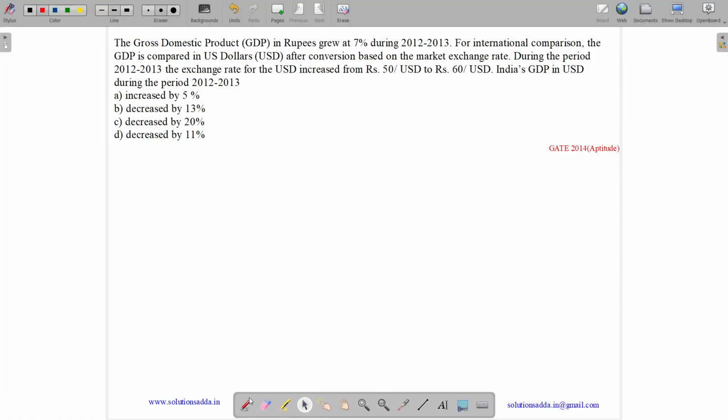This question belongs to Aptitude subject and was asked in GATE CSE 2014 SET-3. So the question states, the gross domestic product GDP in rupees grew at 7% during 2012-13. So during the year 2012-13, if initial GDP was X, then it grew at the rate of 7%.